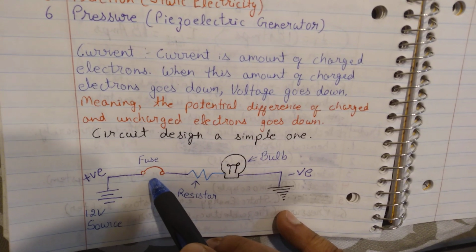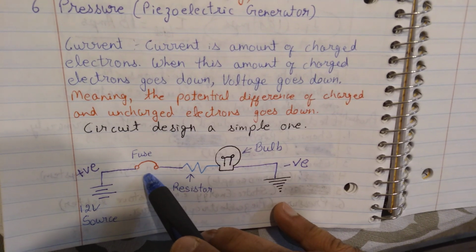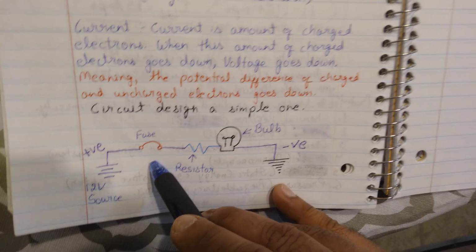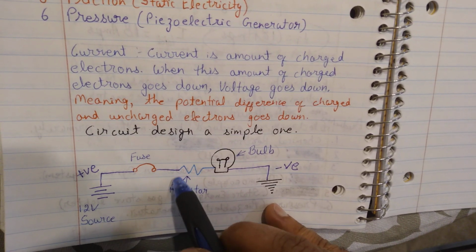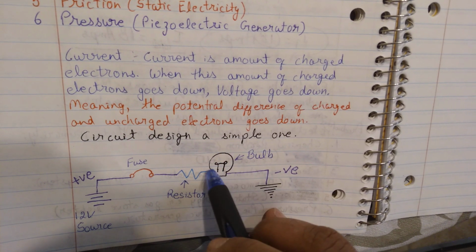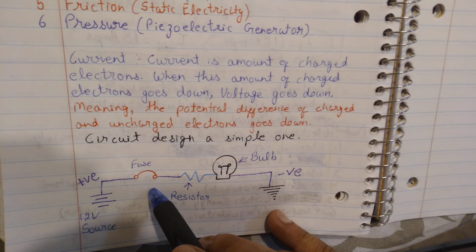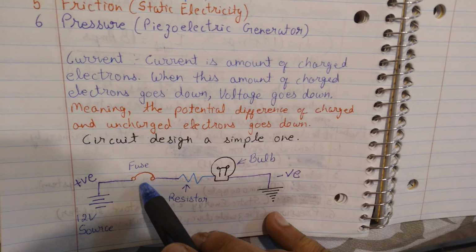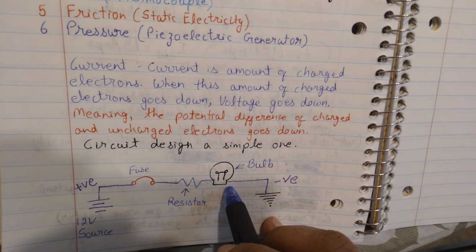start with a fuse. How we rate the fuse, I will tell you in my coming videos. I will explain how we decide the size of a fuse depending upon the size of our electrical appliances. But right now I'm just trying to explain the basics. So always start with the fuse, a resistor, and a bulb.